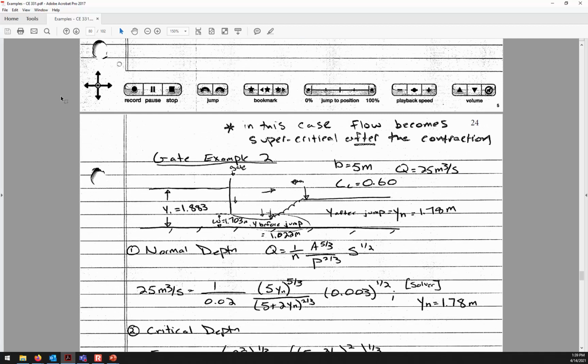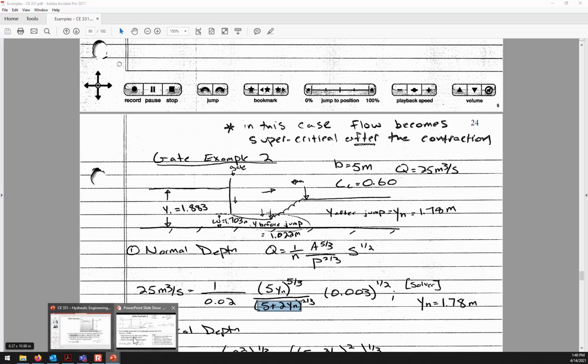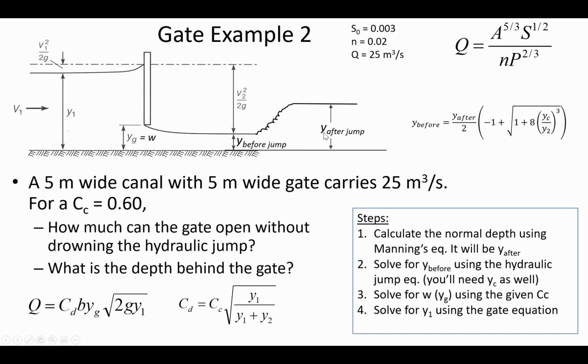Okay, so here's my little sketch of what's happening here. Manning's equation is what we're going to use to solve the normal depth. And so if you put in the 0.3% slope and the n value of 0.02 and the flow rate of 25 cubic meters per second, and then it's a rectangular channel, so the area is 5 times the depth, and the wetted perimeter is 5 plus 2 times the depth. Okay, so just write this down off in the margin here, the normal depth is 1.78 meters. Okay, so normal depth is 1.78. That is y after the jump.